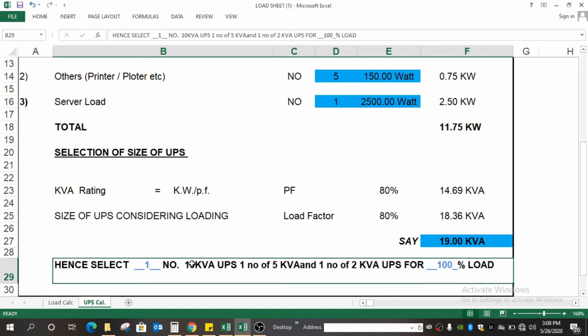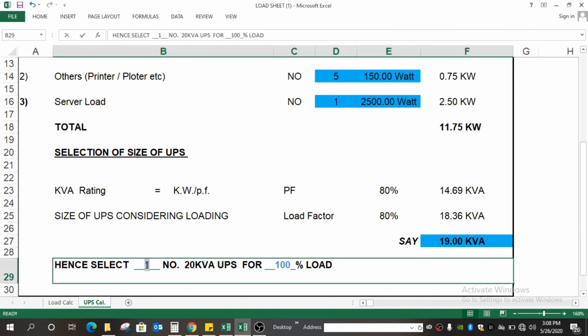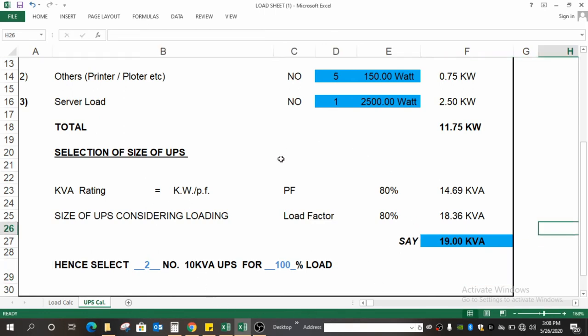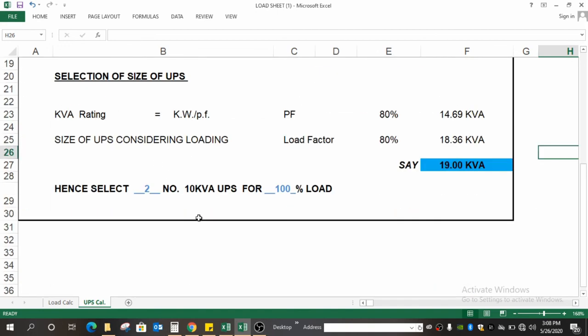So here we will select one number of 20 kVA UPS for 100% load. If we don't get a single 20 kVA bank, then we can write here two numbers of 10 kVA battery bank for 100% use. So that's it for the UPS calculation.